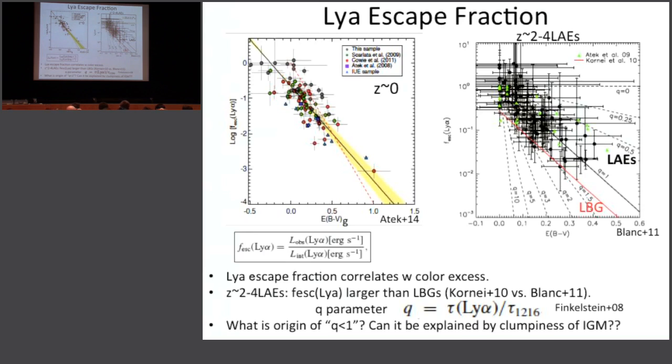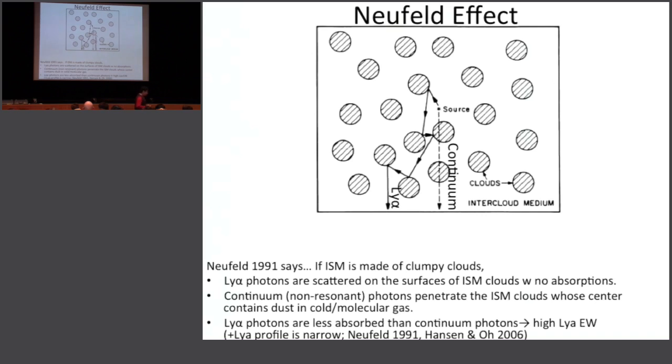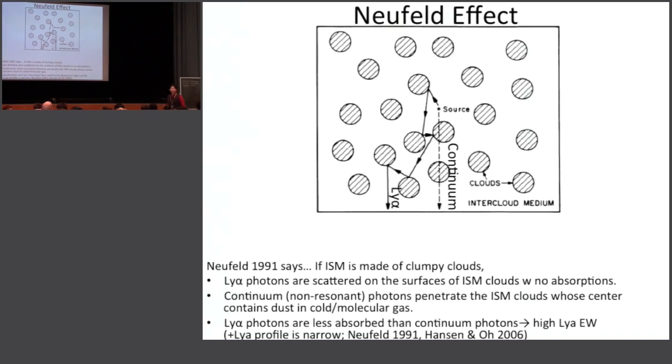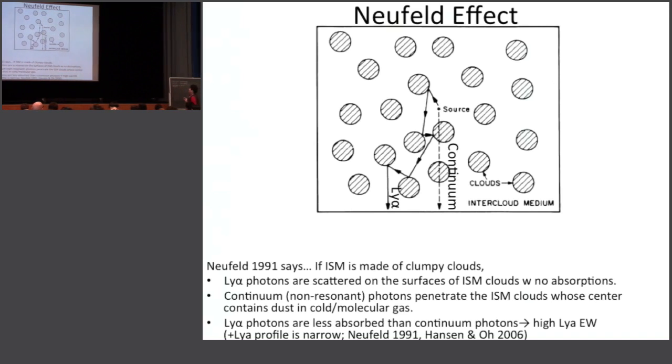So there's a possibility that the Lyman-alpha optical depth would be smaller than the continuum optical depth. To explain this, many people asked me a question: clumpy media. Where is the clumpy media? Finally, I talk about it. Yes, the Neufeld effect. This is very famous, and I think many of you know it.